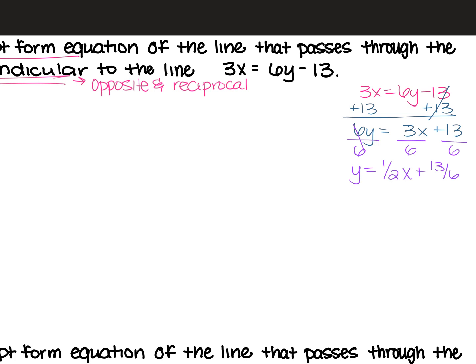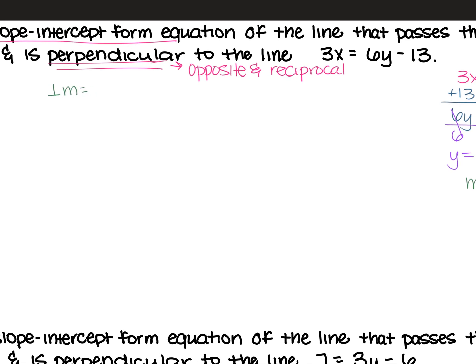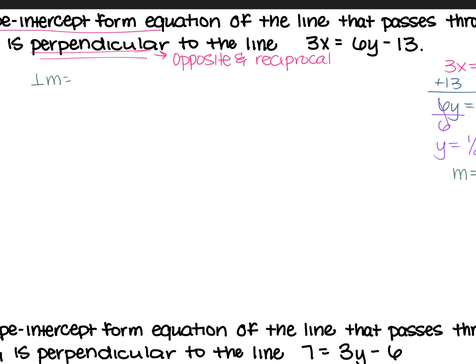Identify your slope from this. Your slope is the number that's in front of the x, which is 1/2. The slope that is on the perpendicular line is going to be the opposite and the reciprocal. So instead of it being positive, it's negative. And instead of it being 1/2, it's 2. So your perpendicular slope is -2.